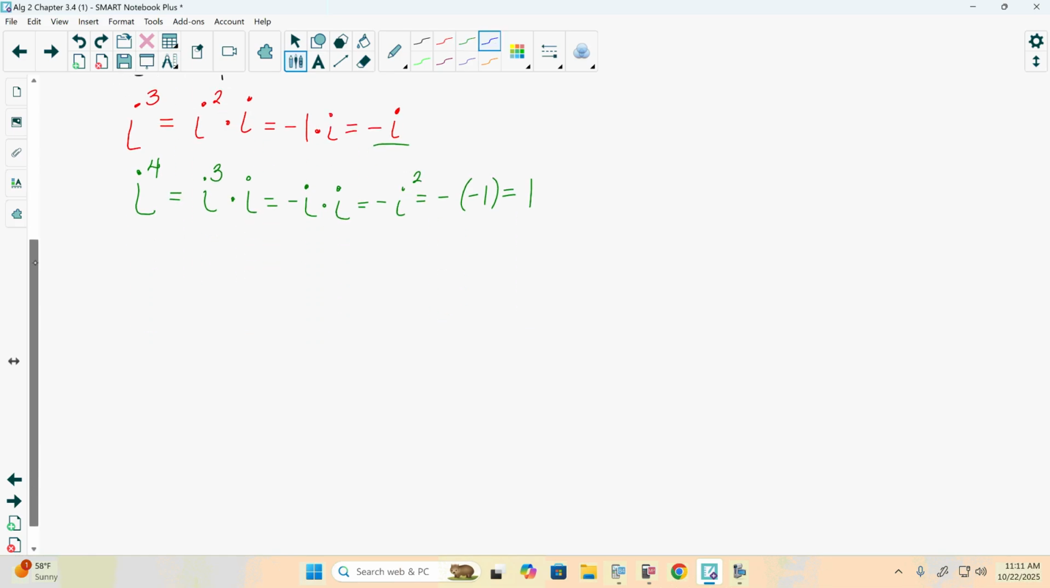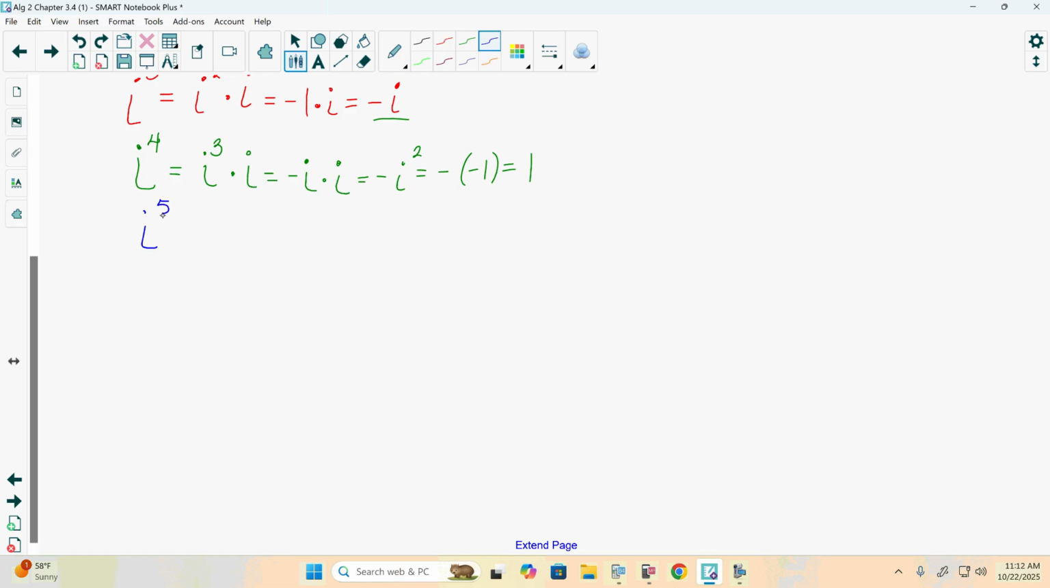Well, since we've gone to the fourth, might as well continue on to the fifth power. And we'll follow this same pattern. We'll say that i to the fifth is the same as i to the fourth times i. Well, what did we say i to the fourth power was? 1. So really this is the same as 1 times i, or just i. Questions on this so far? I'm going to keep going.